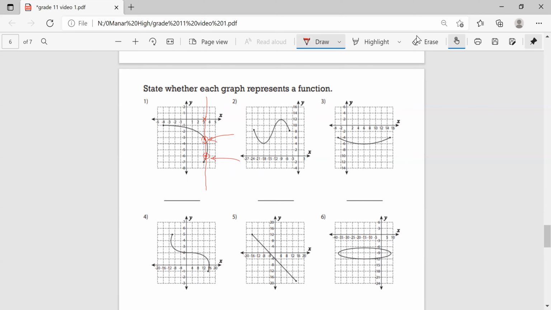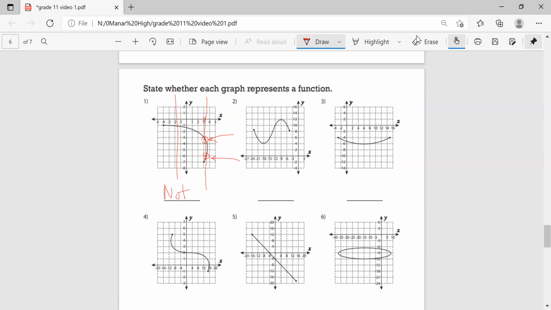Someone can tell me, I will draw the vertical line here and it cuts the relation in 1 point. Okay, but you must try all the positions. You must try all the positions. Okay, so this is not a function.